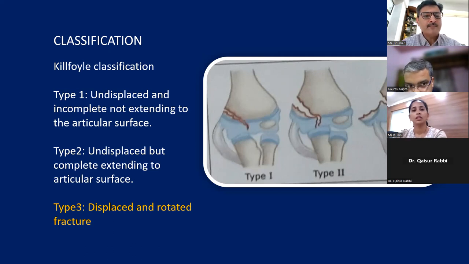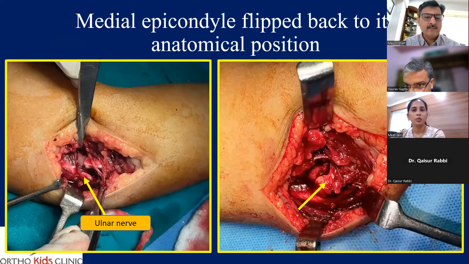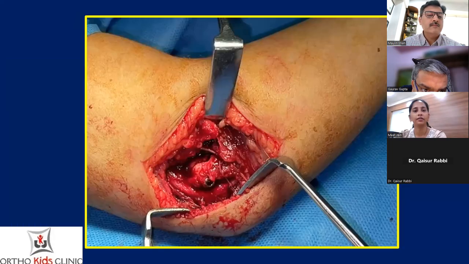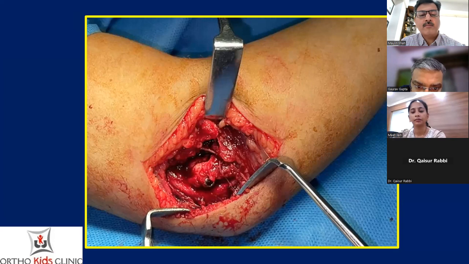Go ahead. Yes, sir. So the medial condyle, here we can see the ulnar nerve, we explored and isolated it. The medial condyle was 180 degree rotated, and we flipped it back to its original position and later fixed it with a CC screw. Yeah, so can you go back to the previous slide?